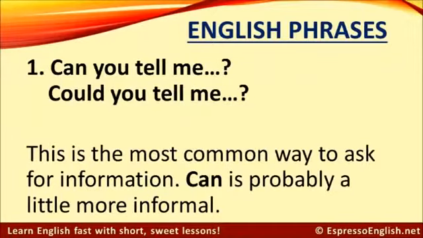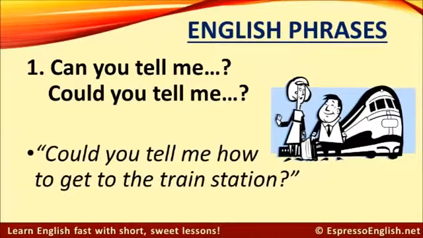Number 1. Can you tell me? Or could you tell me? This is the most common way to ask for information. You could use can or could. Can is probably a little more informal. For example, could you tell me how to get to the train station?